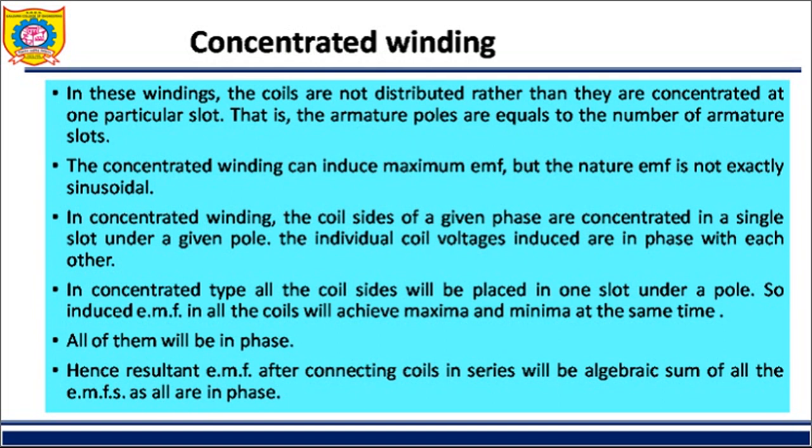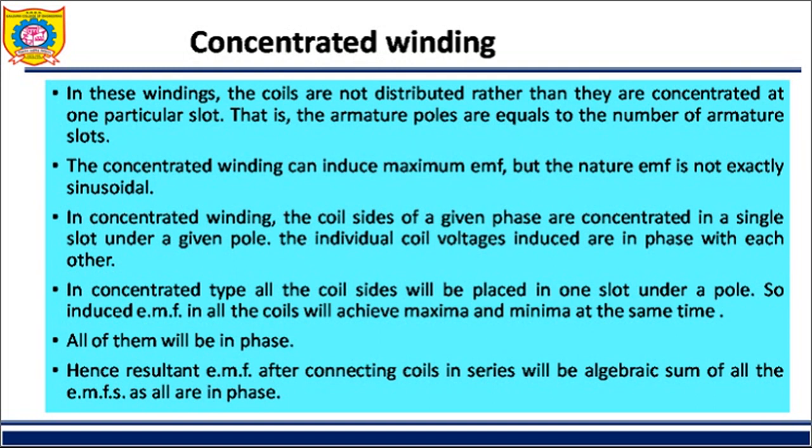In concentrated winding, the coil sides of a given phase are concentrated in a single slot under a given pole. So individual coil voltages are induced in phase with each other. In the concentrated type, all the coil sides are placed in one slot under a pole. So the induced EMF in all the coils will achieve maximum or minimum at the same time.